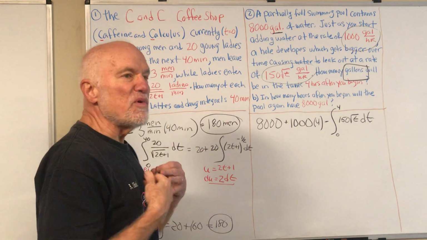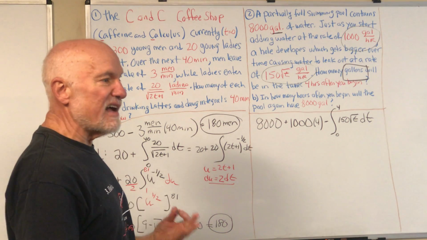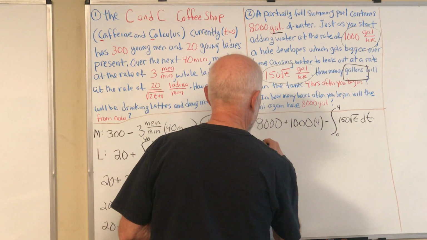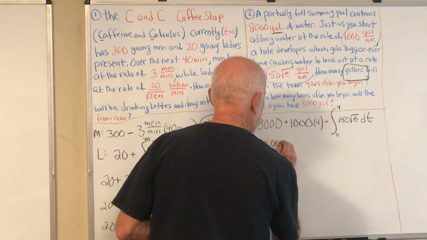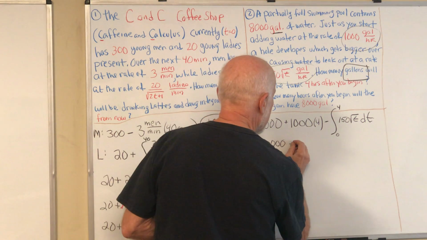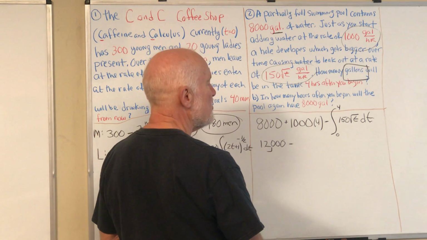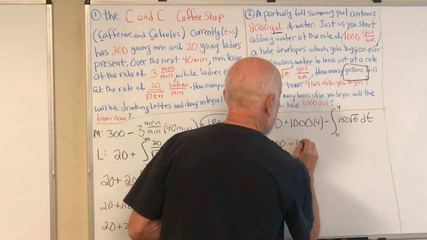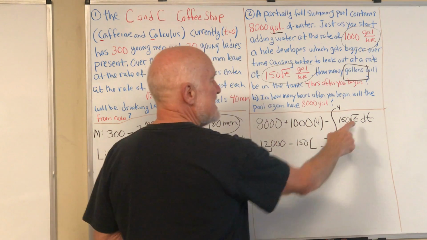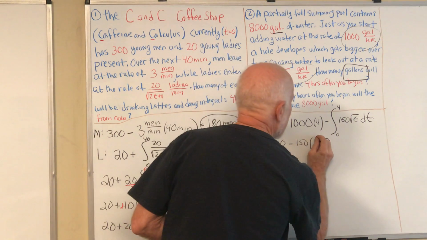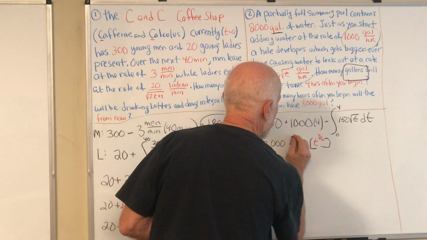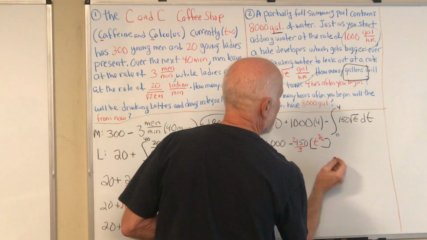So again, a problem that we've never seen before, but we can see exactly what we're trying to get is gallons. So altogether we have 12,000, but then we have to subtract that. So what's the antiderivative of t to the 1/2? It's t to the 3/2 divided by 3/2, or times 2/3.